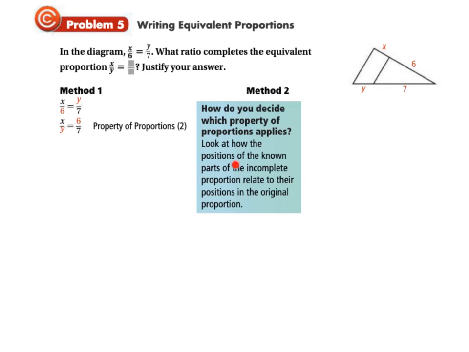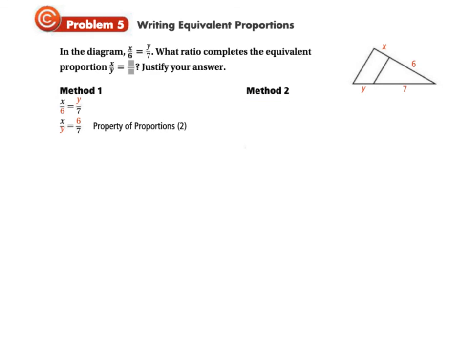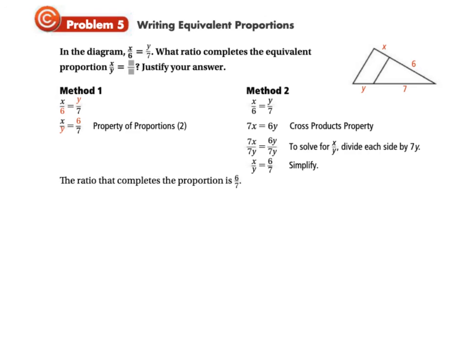How do you decide which property to use? Well, you're looking at what you want to have at the end. Look at how the positions of the known parts of the incomplete proportion relate to the positions in the original. So watch this. We want eventually it to say x over y. So if we switch these, it then does say x over y. And then whatever's on the other side is just our answer. That's one method to do. Out of both of these methods, that's probably the neatest one. But what else could you do?